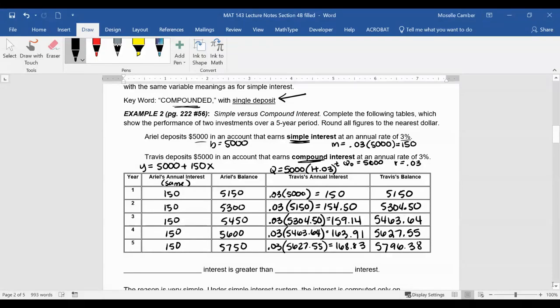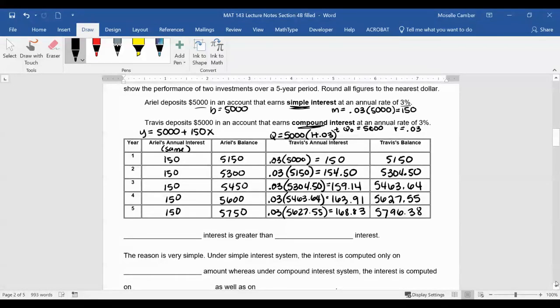Okay, so this is finding it step by step. We could also have found this balance using our formula, right? So we did that in the last module. For year 1, we put a 1 for T. For year 2, we put a 2 in for T, 3 in, 4 in, 5 in, and that way we don't have to worry about all the rounding stuff in the middle.